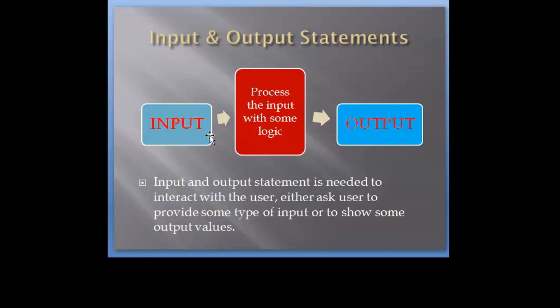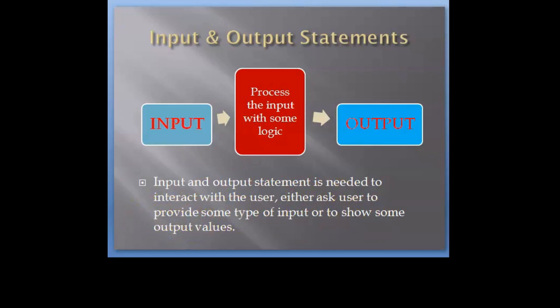Suppose I want to take input from the user: give me the values of two variables, a and b, and according to the logic I will give you the sum of those two numbers. So the user will provide a equal to 10, b equal to 5. I will read that input, process it using the logic written in the program, and then show it back with an output statement: this is the sum of those two numbers. So input and output statements are needed to interact with the user, either to ask the user to provide some type of input or to show some type of output values.